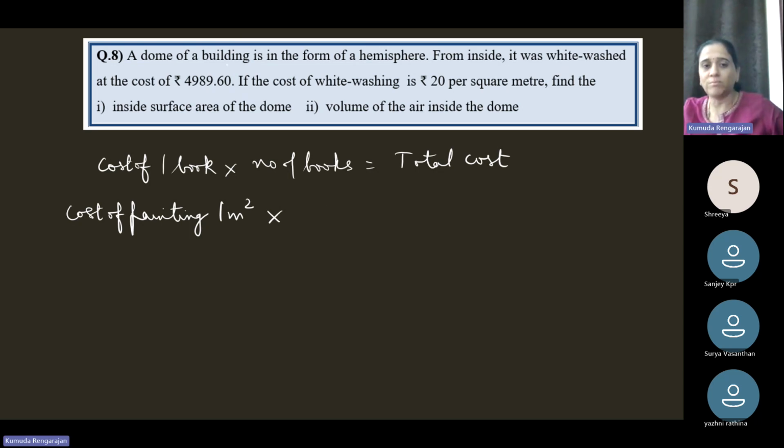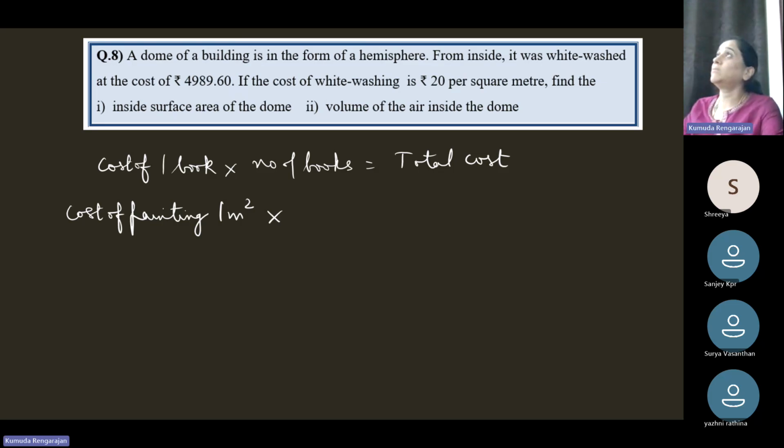This question is about a dome of a building, which is in the form of a hemisphere. And from inside, it was whitewashed. Okay, so that's the situation. You enter a building, you look up at the ceiling, it's not flat, it's a dome. And the dome is whitewashed. Whitewashing, before you paint, it's whitewashed and then it's painted, right? You give a white color, on that you apply the paint.